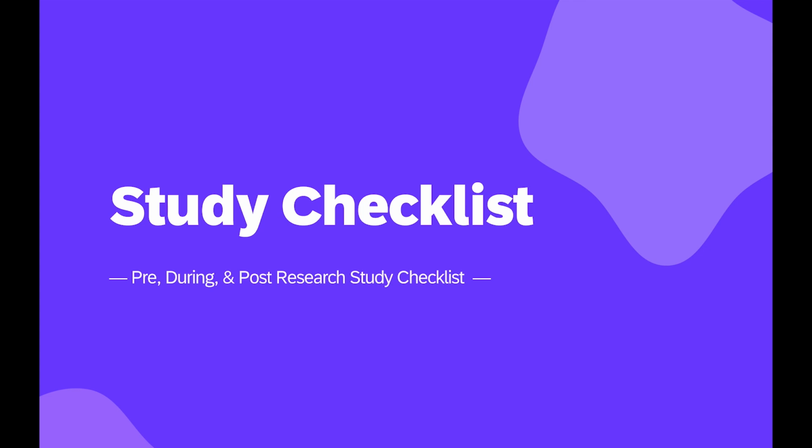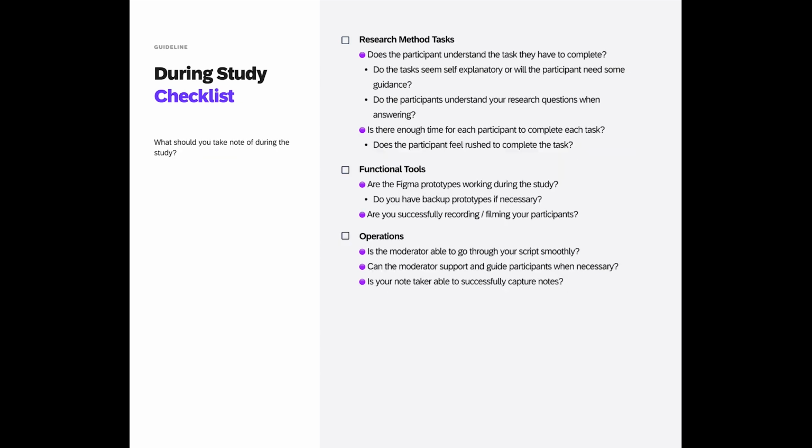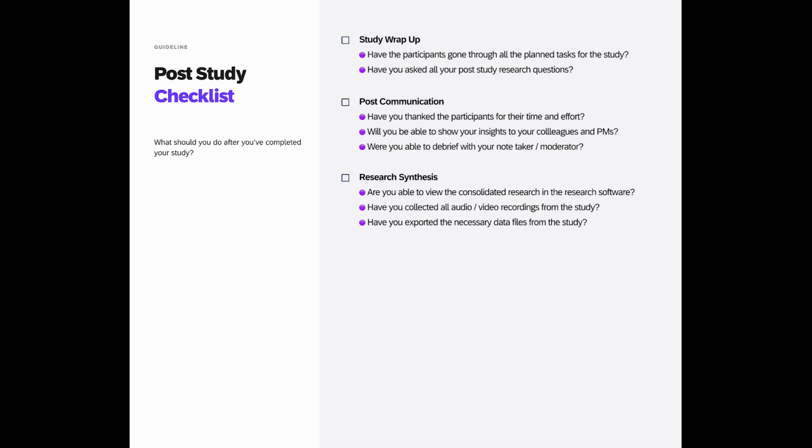Now to the study checklist. This was the most commonly used and helpful resource for my fellow designers. In here, we clearly state what's needed pre-study, during study, and post-study, just like how there's a checklist for what to pack for your next travel. Pre-study checklist involves legal documents completed, research participants confirmed, research materials prepped, and people ready to go with detailed questions for you to ask yourself. During study checklist involves research method tasks, functional tools, and operations. Post-study checklist involves study wrap-up, post-communication, and research synthesis.